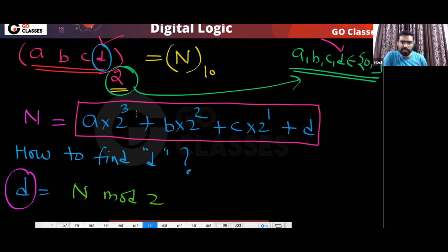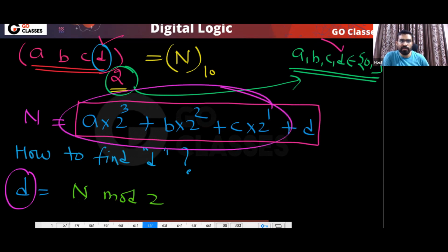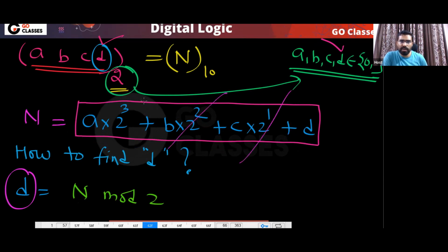This number, for example, this is your number n. So when you divide by 2, this is the remainder, because the rest of this number will divide by 2. You can divide by 2, you can divide by 2, you can divide by 2. The remainder will be this d. So what is d? I can say that d is n mod 2. Is this clear? So that is how to find d.